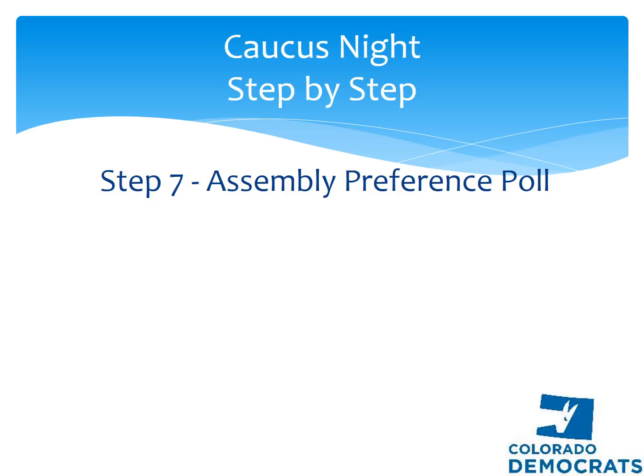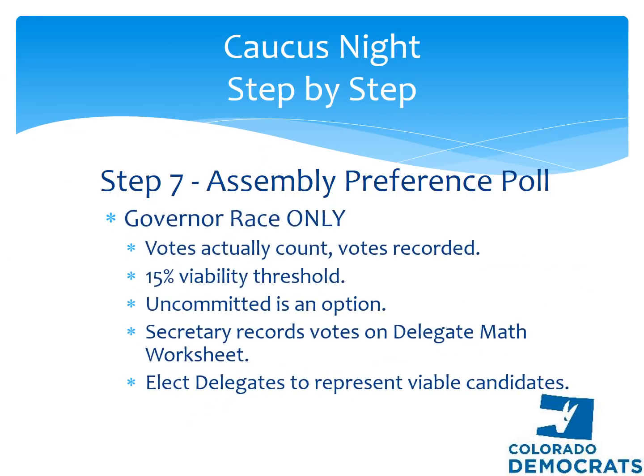Step 7, the Assembly Preference Poll. This is again for the governor's race only, and these votes actually count and are recorded on the math worksheet. Again, each candidate must make the 15% viability threshold, and uncommitted still remains an option. The secretary records the votes on the delegate math worksheet that we will be going over in a moment, and then delegates are elected to represent the viable candidates.